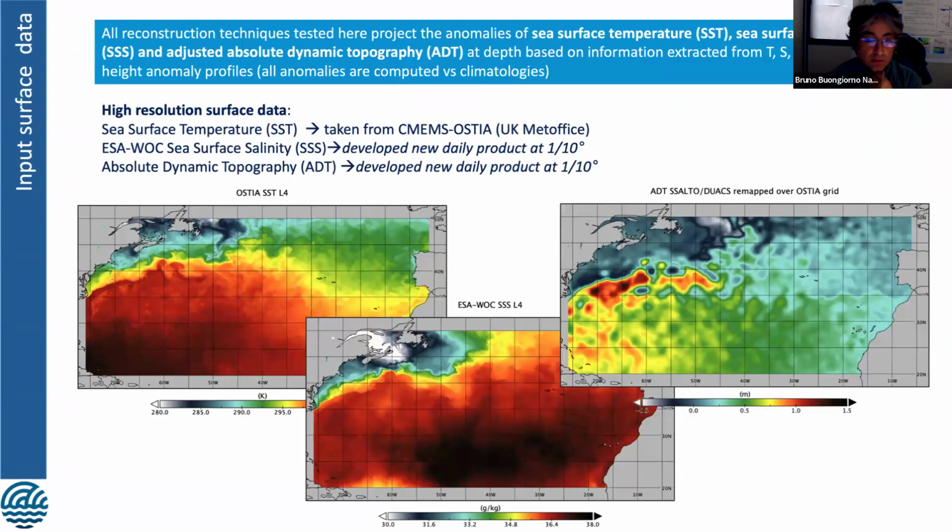So just to show you the input data set that we used, there are sea surface temperature and sea surface salinity that has been built through a purely data-driven approach, combining in situ and satellite data, not only salinity observations from satellites, but also temperature and salinity. So it's a multivariate technique. And then we have the sea surface elevation, the absolute dynamic topography provided through satellite altimeters. So these are the data that we want to project at depth.